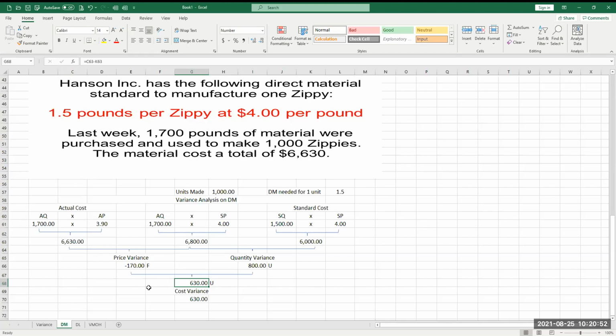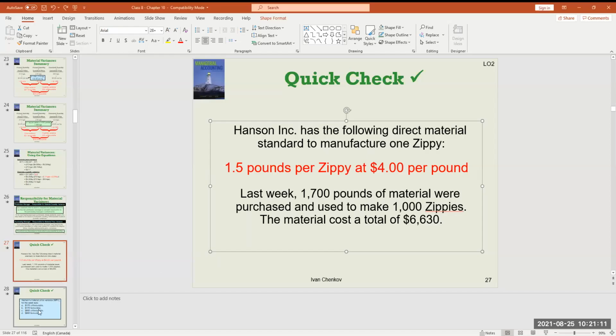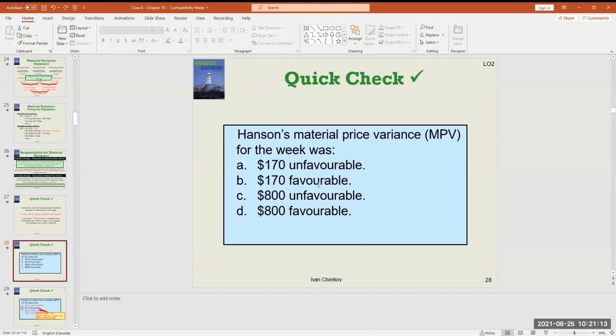Let's go back to the slides. Remember those numbers: price variance that much, quantity variance that much, cost variance that much. Try to remember those numbers. If you don't, we're going to go back and forth. Let's go back to the slides now, and let's try to answer this question.